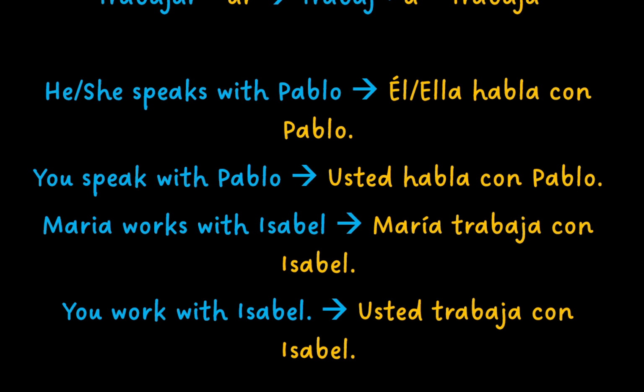He or she speaks with Pablo is él or ella habla con Pablo. You speak with Pablo is usted habla con Pablo. Maria works with Isabel is Maria trabaja con Isabel. And you work with Isabel is usted trabaja con Isabel.